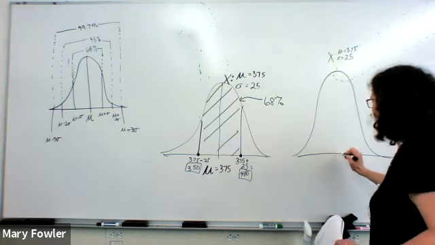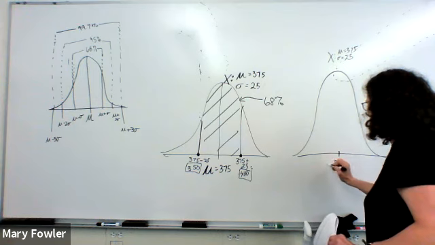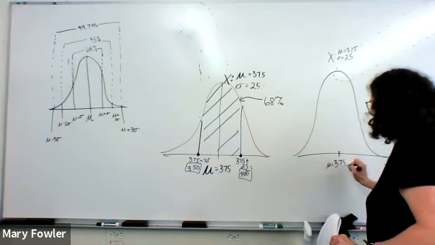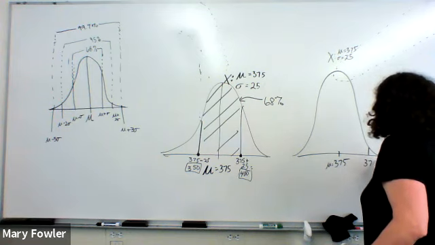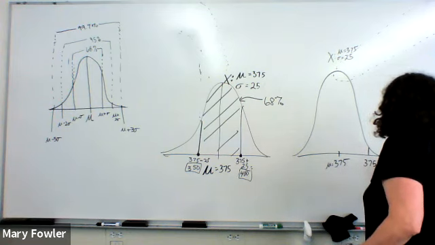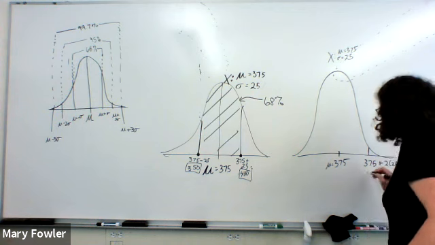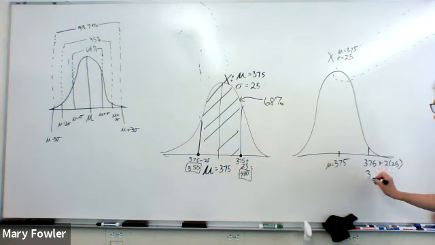And then down here, my mean is equal to 375, and I'm going to move over 2 sigma. So 375 plus 2 times 25. That's 375 plus 50, and that gives me 425.